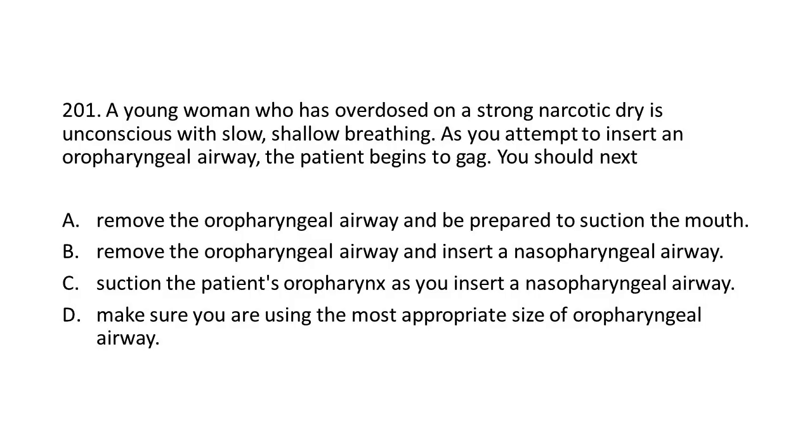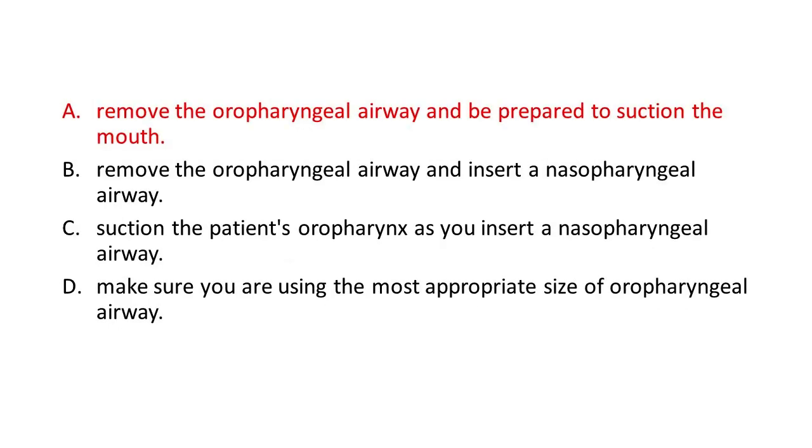A young woman who is overdosed on a strong narcotic drug is unconscious, with slow, shallow breathing. As you attempt to insert an oropharyngeal airway, the patient begins to gag. You should next: A. Remove the oropharyngeal airway and be prepared to suction the mouth. B. Remove the oropharyngeal airway and insert a nasopharyngeal airway. C. Suction the patient's oropharynx as you insert a nasopharyngeal airway. D. Make sure you are using the most appropriate size of oropharyngeal airway. The answer is A. Remove the oropharyngeal airway and be prepared to suction the mouth.